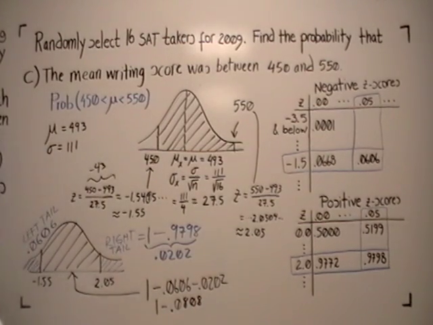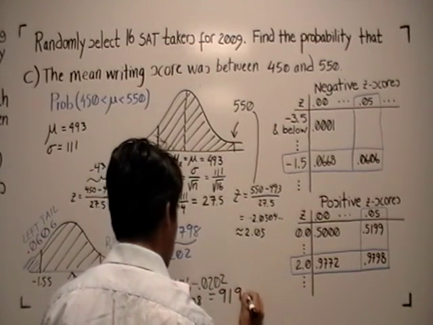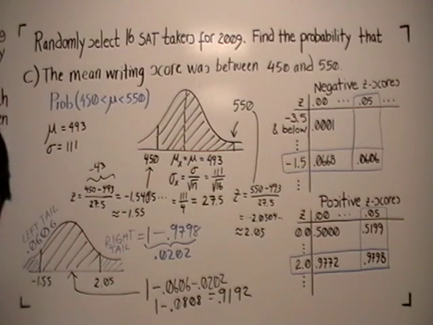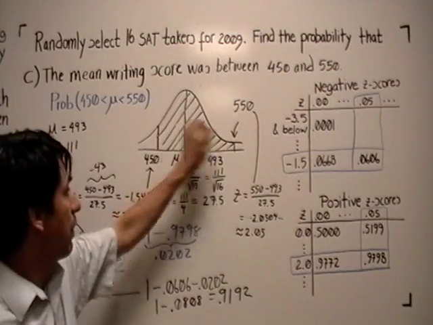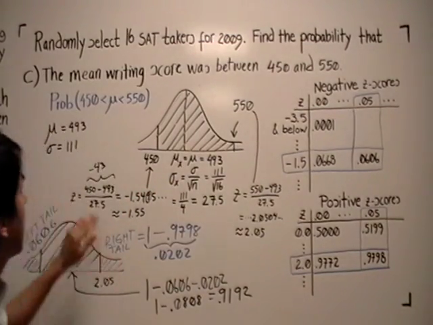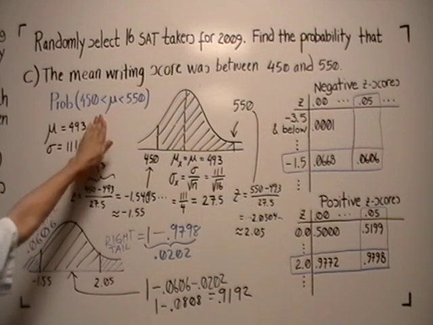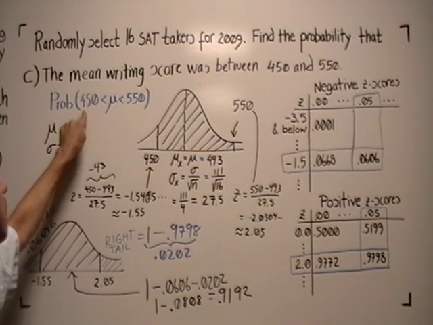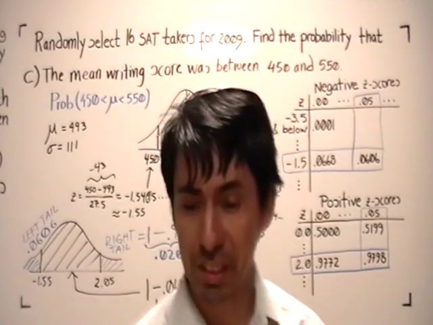This results in 1 minus 0.0808, which is 0.9192. So the area of the middle, which is what we're looking for, is 0.9192, and that is the same as the probability that the mean writing score was between 450 and 550. And that concludes this example.